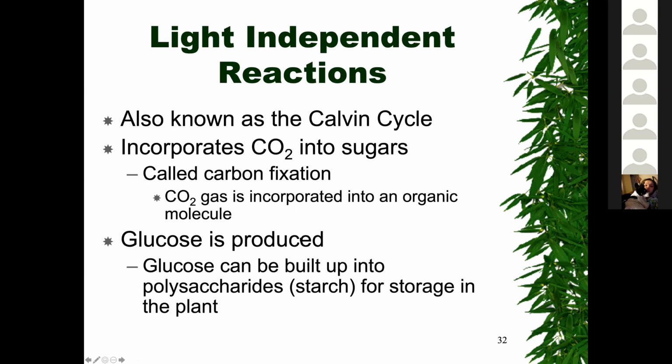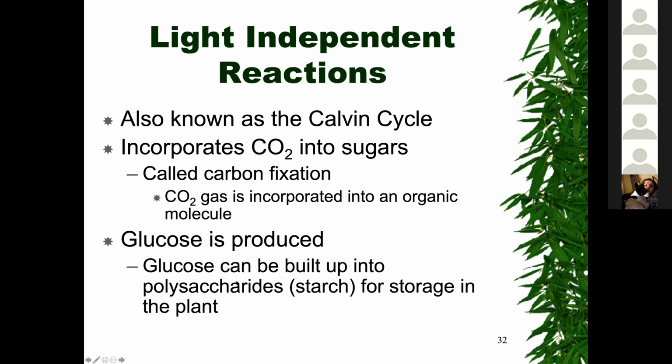The light-independent reactions, these occur in the dark. They are the Calvin cycle. Incorporates carbon dioxide into sugars. That is called carbon fixation. So carbon dioxide gas, plants take up carbon dioxide gas. They don't take up enough of it to prevent pollution, but they need it. It's incorporated into an organic molecule, usually a carbohydrate, usually glucose.